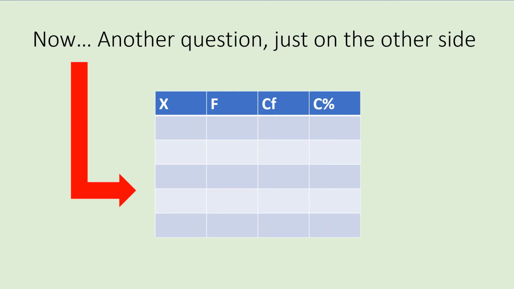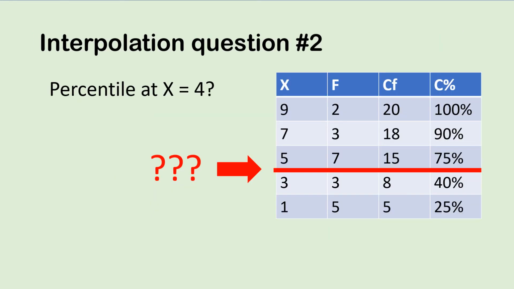Now the next question, another interpolation question. We started at this side of the table. Now let's move to this side of the table and do another question. All right, so the next interpolation question asks, what is the percentile when x equals 4? So this is another pretty standard interpolation question. 4 is not clear within the table, so we're going to have to use interpolation to find the width of this interval and then to move to the other side to find the width of this interval.